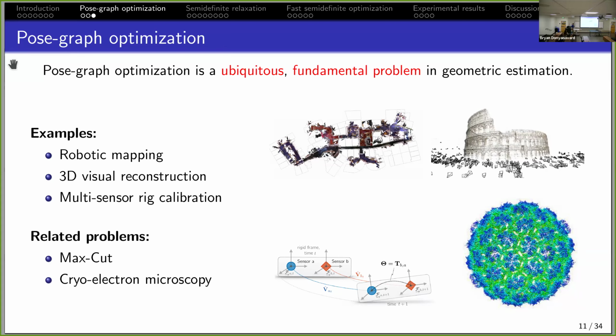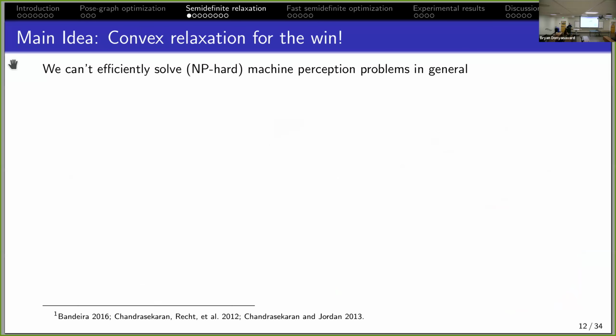So this problem is hard. But if we're able to make progress on it, that has ramifications for all these different areas. We can actually figure out how to solve this problem reliably in practice. Okay, so how are we actually going to do that?